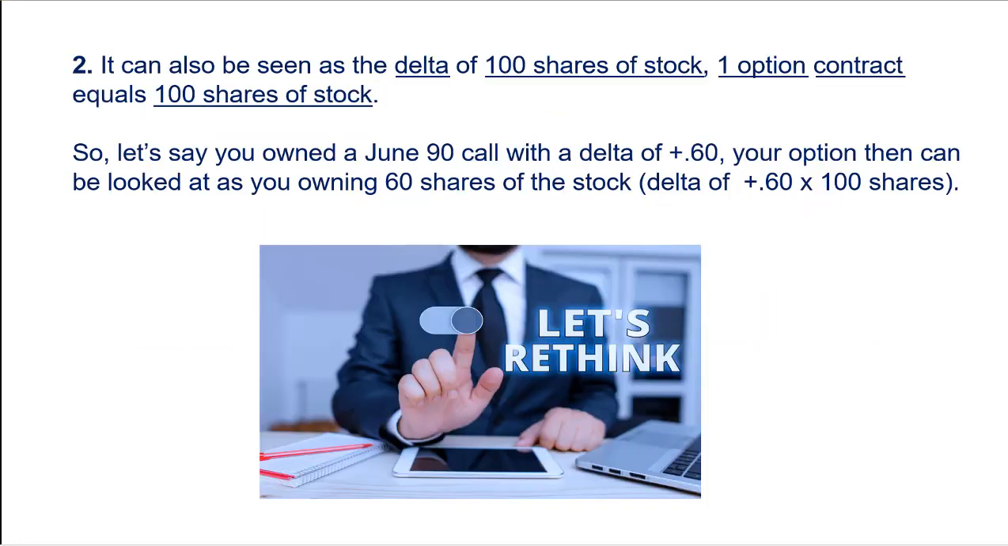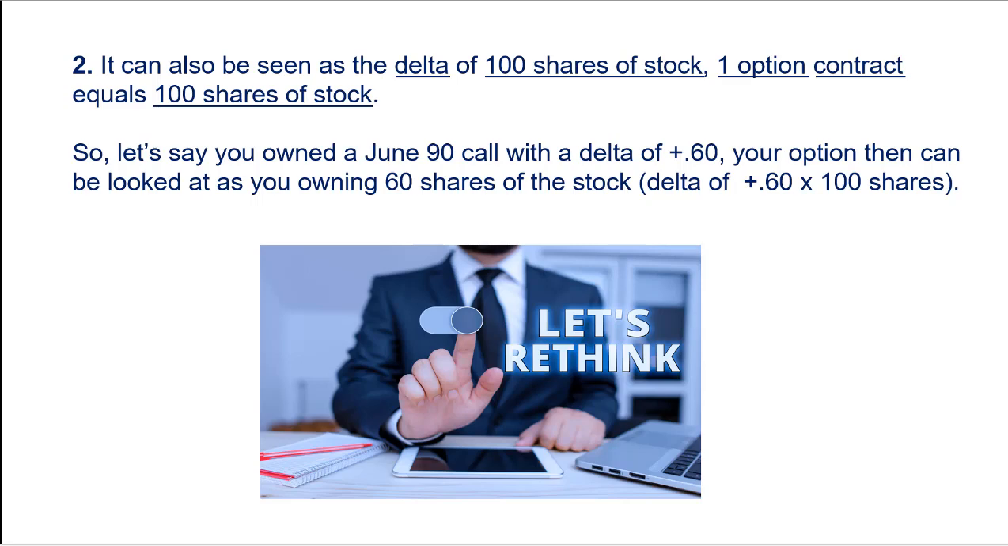It can also be seen as the delta of 100 shares of stock. Again, one option contract is equivalent to controlling 100 shares of stock. Let's say you owned a June 90 call with a delta of plus 0.60, or 60 cents. Your option can then be looked at as you owning 60 shares of the stock. If you look at that delta, plus 60 times 100, that says you're controlling 60 shares. That's the other way you can use delta. These are really helpful tools.